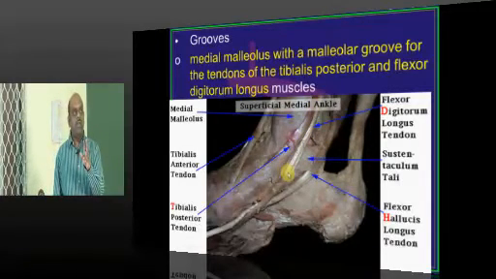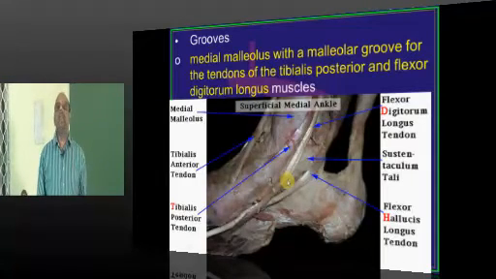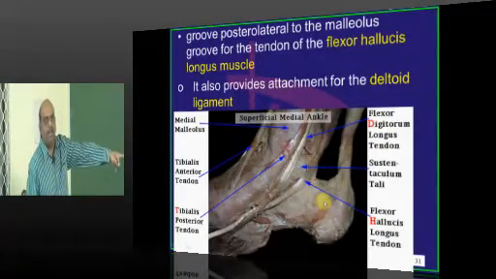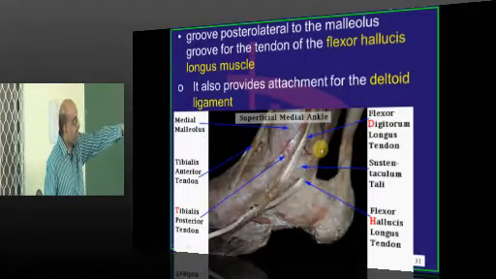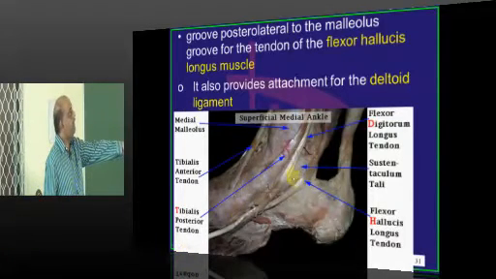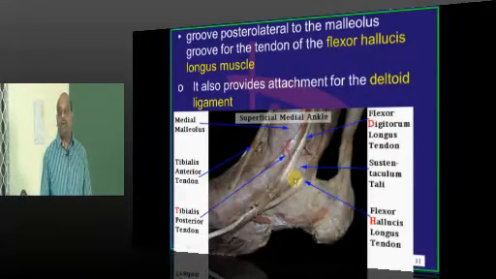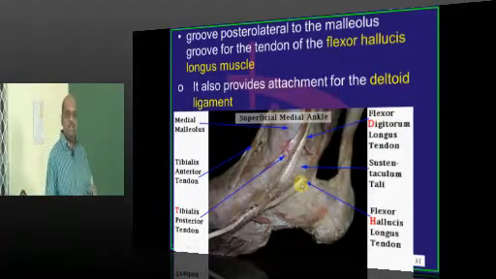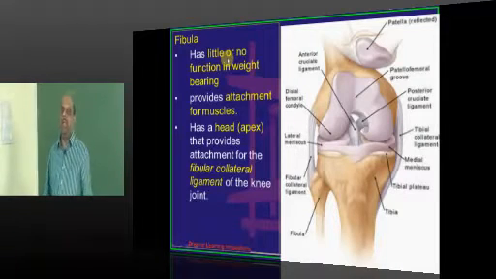These two will be passing through the malleolar groove, which is a groove on the medial malleolus of the tibia. Then there is one more groove, posterolateral to this malleolar groove, through which the flexor hallucis longus will be passing. We also need to remember the malleolar groove because it provides the attachment for the deltoid ligament, one of the very important ligaments along the medial aspect of the foot. That's all about the tibia.